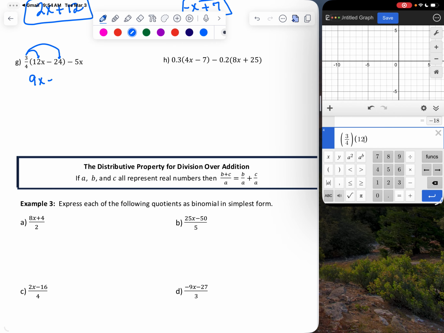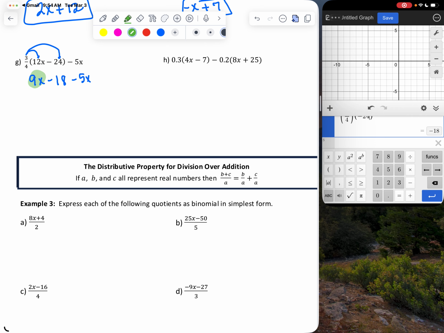And then I could change that 12 to a -24 to get -18. So 9x minus 18 minus 5x. All right, combine like terms, the 9x minus the 5x. So 4x minus 18.